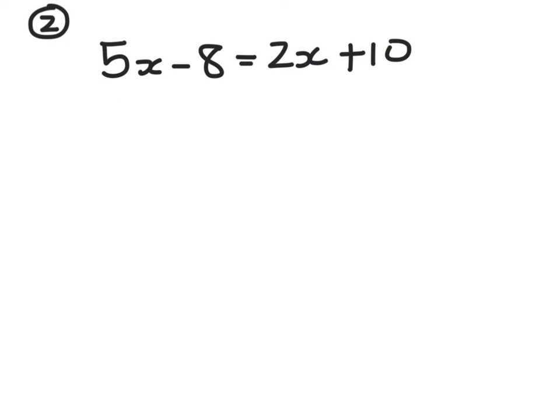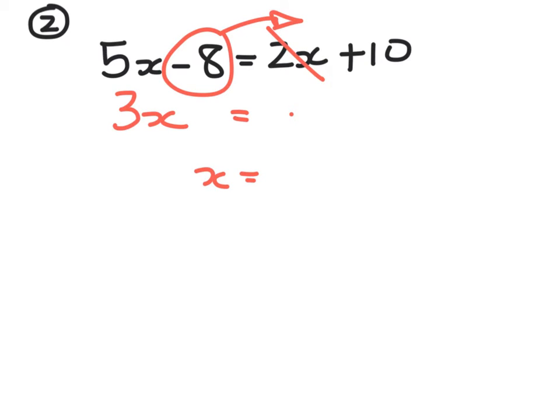Question 2, done some of these in class, so take the 2x off there, means we take 2x off this side. The negative 8 is moving. Now remember, when it moves, it changes sign. You get a new number on this side, and then you can write x equals.